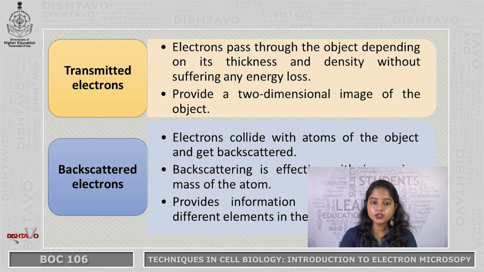Now, transmitted electrons: the electrons pass through the object depending on the thickness and density without suffering any energy loss, and these provide a two-dimensional image of the object. Backscattered electrons collide with the atoms of the object or your sample and get backscattered. Backscattering is effective with increasing mass of the atom. It provides information on distribution of different elements in the object.